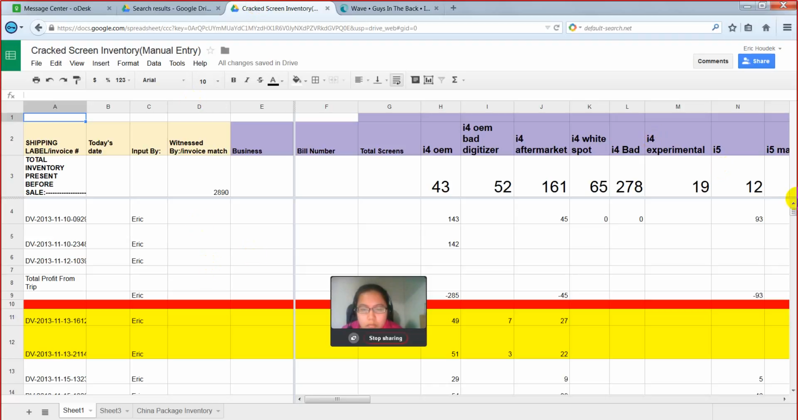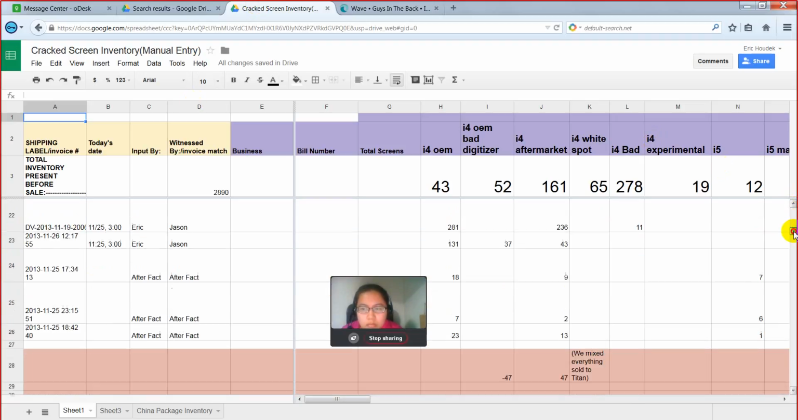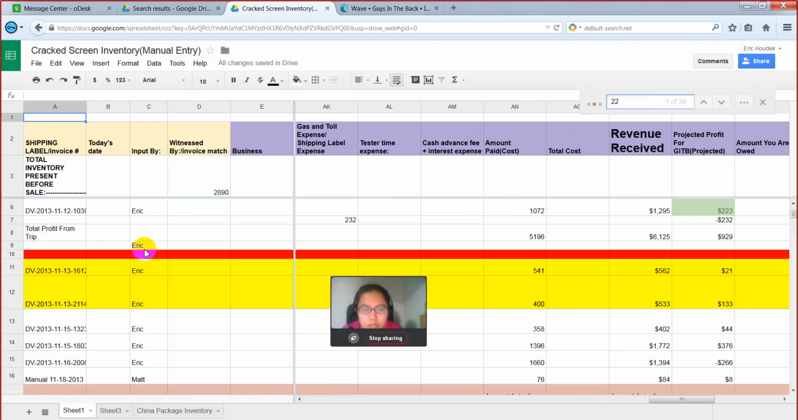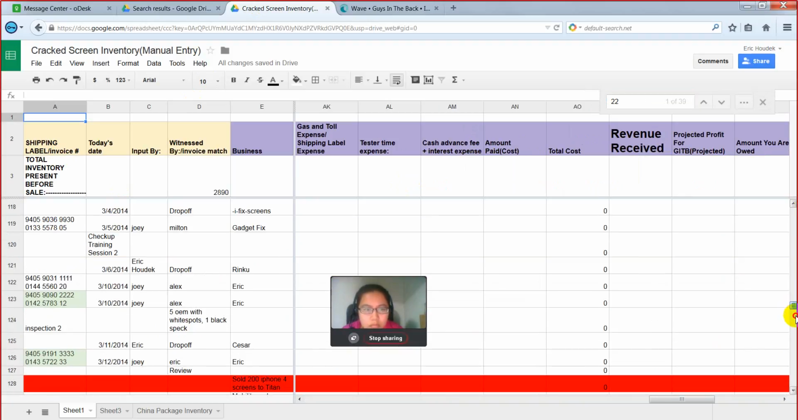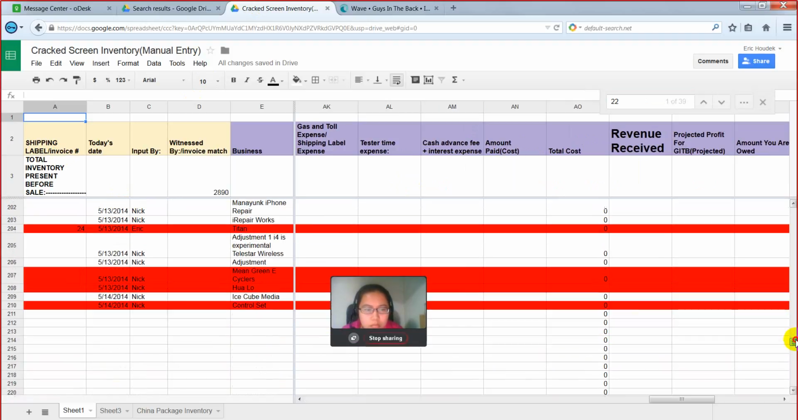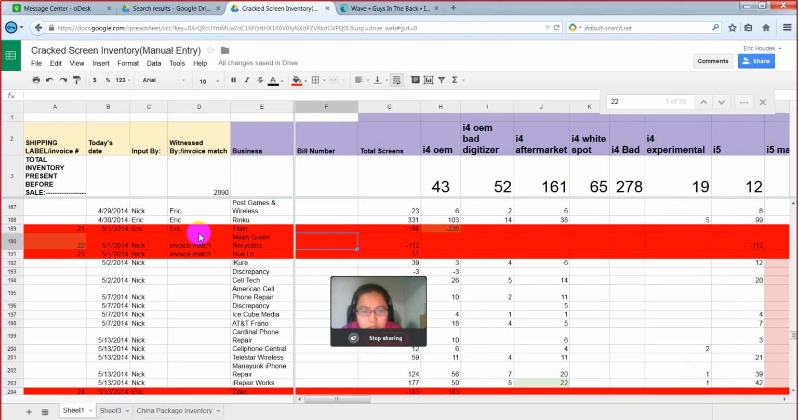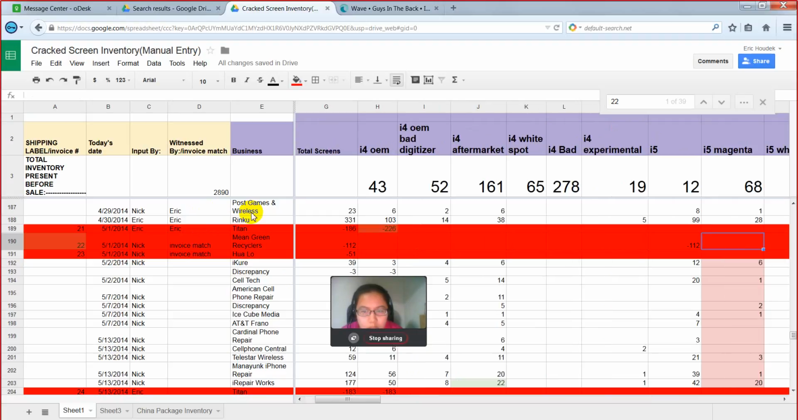So this is our crack screen inventory. You can see right here on the left we have invoice number. So I'm going to find invoice 22 real quick, and that should be towards the bottom. Here you go, this is the invoice. So if it's in red, that means we've sold the inventory, so when we sell, the inventory goes down. So you could see that we've sold 112 iPhone 5.